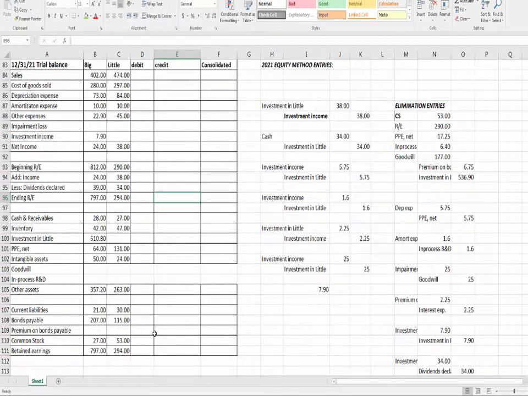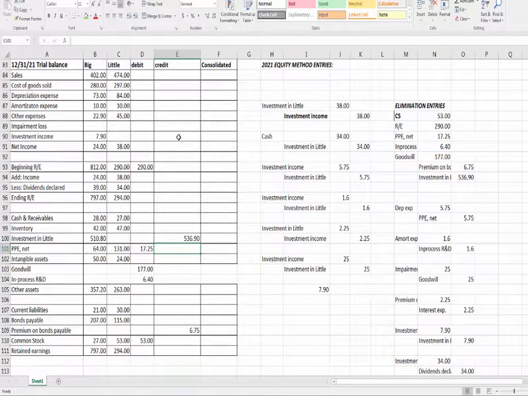Basically, debits to common stock, debit to beginning retained earnings, debit to property, plant, equipment net. So I put my cursor on that cell, do plus that. In-process R&D, put the cursor on that cell, plus that. Goodwill, put the cursor on the cell, plus that. Premium on bonds, okay, credit side now. Premium on bonds, put the cursor on the cell, plus that. Investment in Little, plus that.